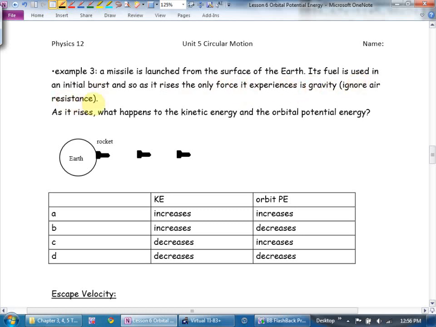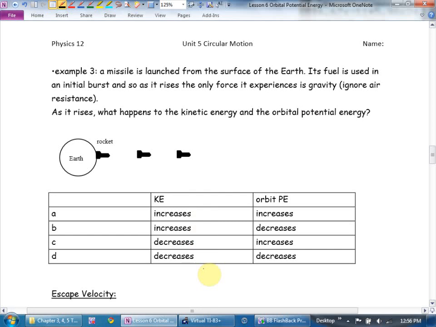As it rises, what happens to the kinetic energy and the orbital potential energy? Let's see. As it rises, so we fire the engines, let's say for 60 seconds, and then we shut them off. As it rises, what happens to its kinetic energy? Well, really what it's asking is, what happens to its speed? Gravity's constantly pulling it down, slowing it down. It's going to slow down, down, down.